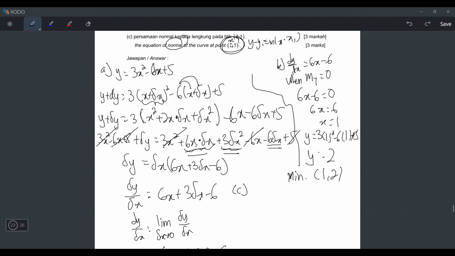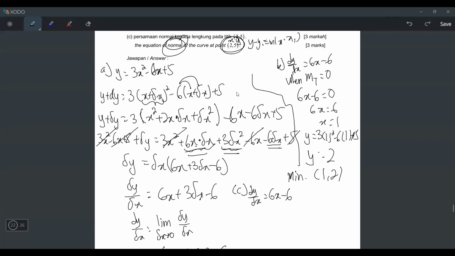This is my x1, 2, and then 5 is the y1. But I need the gradient of normal. But if I need the gradient of normal, I need the gradient of tangent first. So first of all, I will write dy/dx equals 6x minus 6. This is the GF, the gradient function.